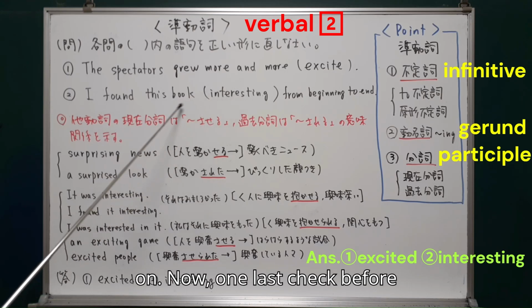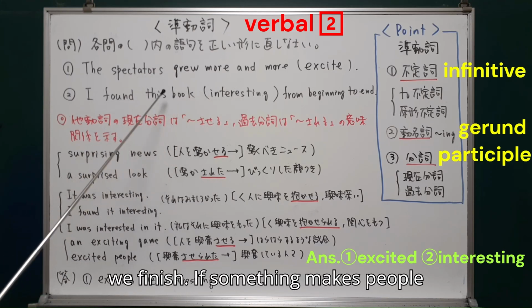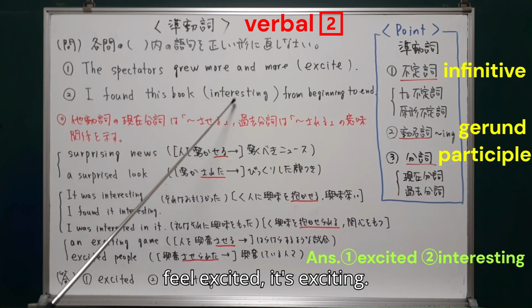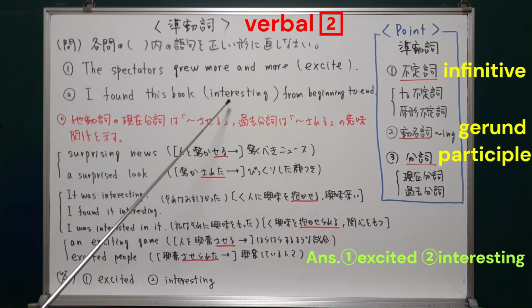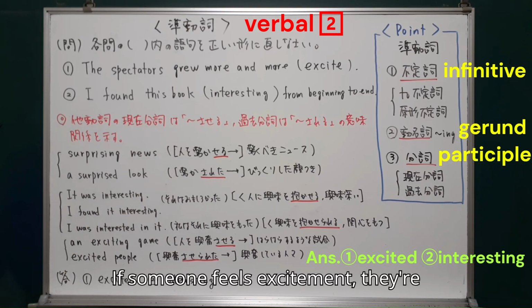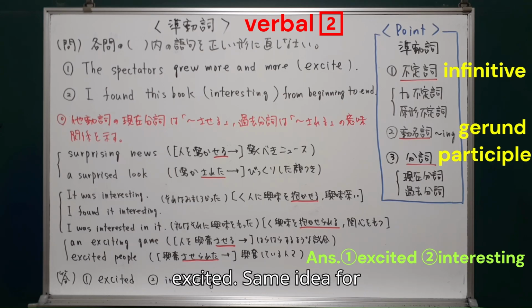Now, one last check before we finish. If something makes people feel excited, it's exciting. If someone feels excitement, they are excited. Same idea for boring and bored, amusing and amused. Pretty clear, right? Okay, let's summarize what we learned today.